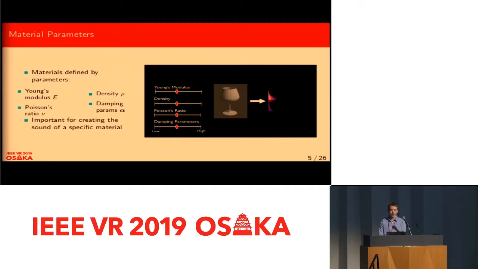In order to synthesize realistic impact sounds, we need real-world material parameters. These include the material's Young's modulus, density, Poisson's ratio, and a set of damping parameters. By varying these parameters, we can create the sounds of different materials.